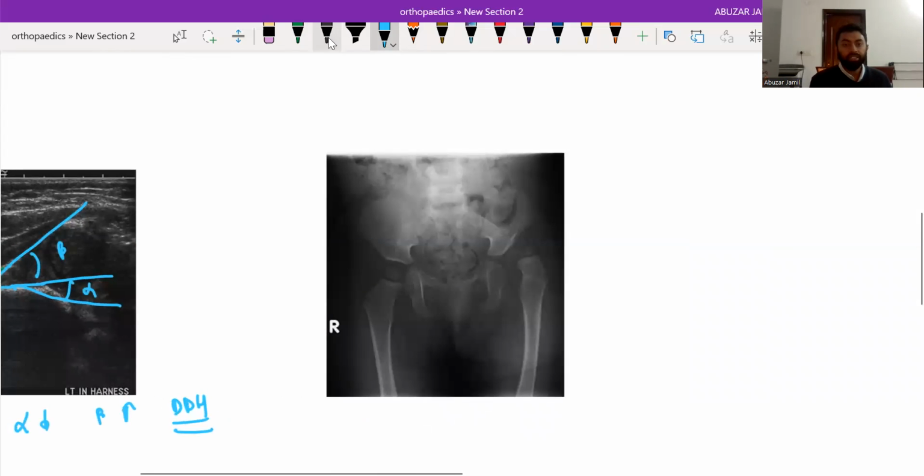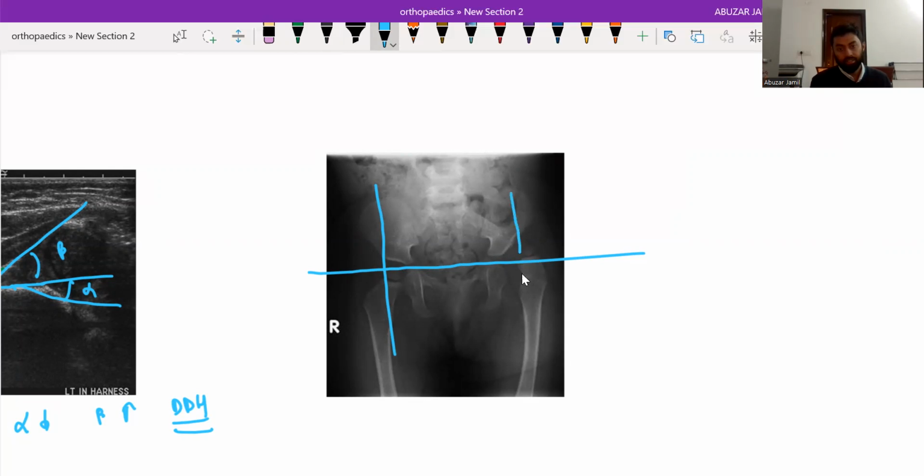And this is the X-ray. We draw the Hilgenreiner line first, and we'll draw the Perkins line. This is a normal hip, and you can see the femoral head is in the lower and inner quadrant. But in this left hip, the proximal femoral epiphysis goes to the upper and outer quadrant.